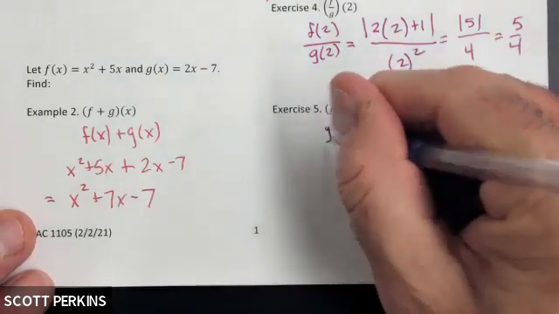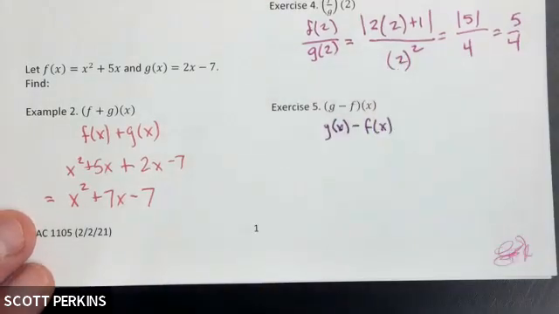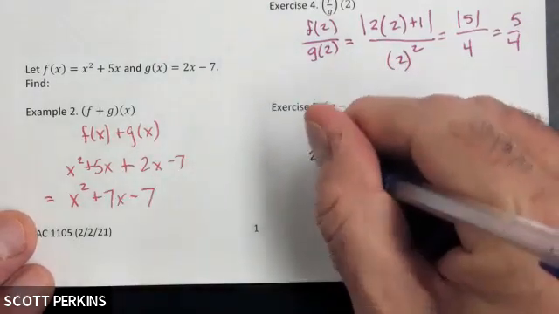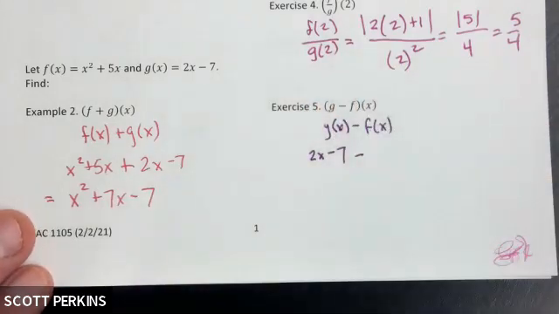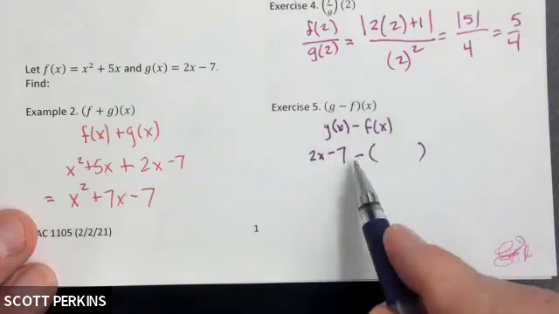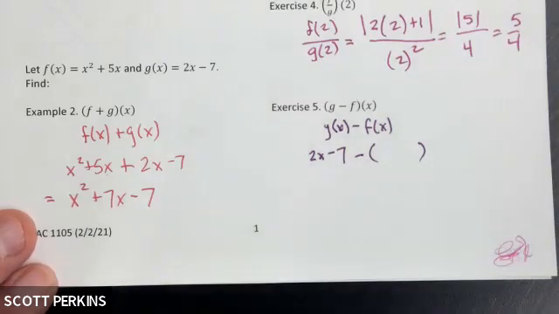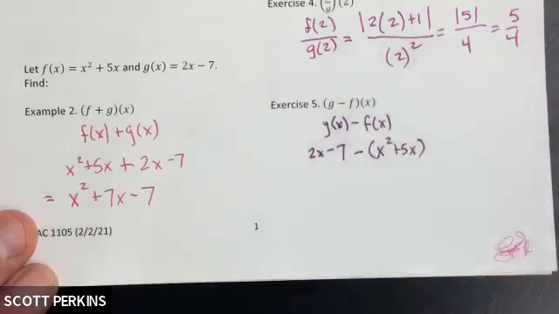All right, so I've got g of x minus f of x, whatever that is. So note the order. So g of x is 2x minus 7. I've got minus everything that comes next. Here's where you need to be careful. Negatives always throw us for a loop at some point. So just so that I don't mess this up, I'm going to put some parentheses because I'm subtracting everything that comes next. And what comes next is the x squared plus 5x.